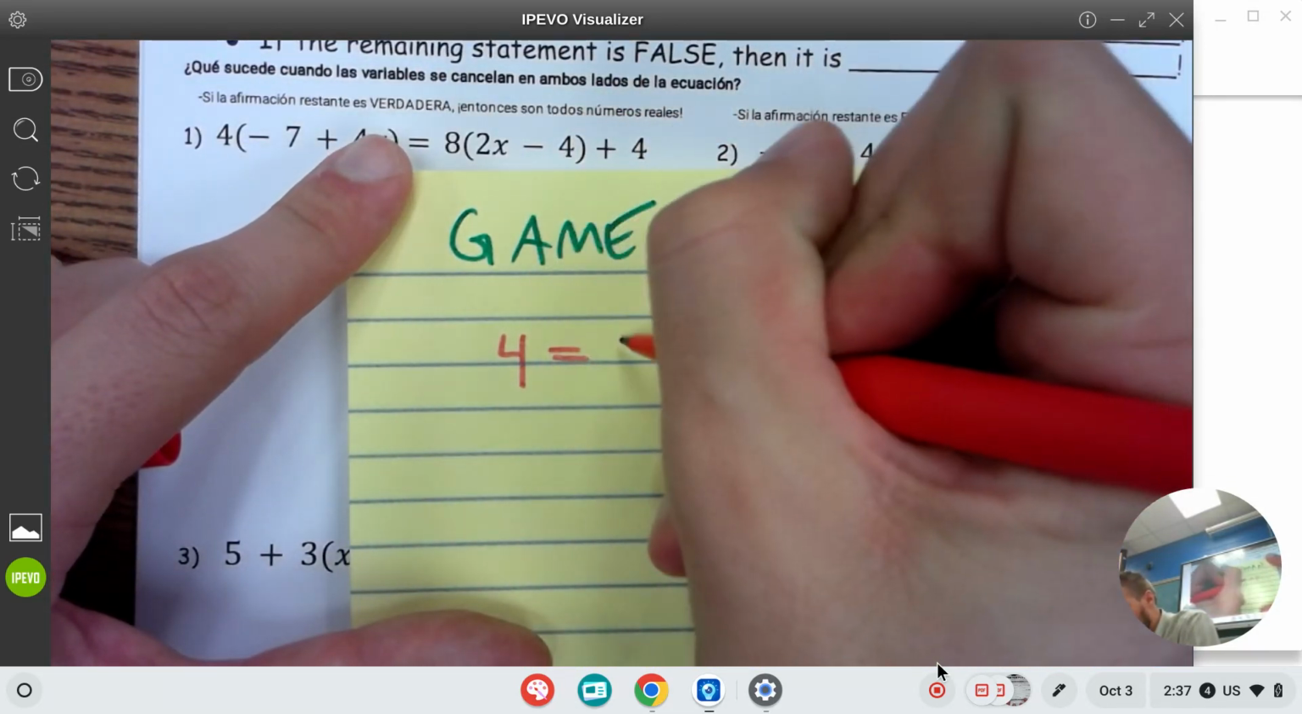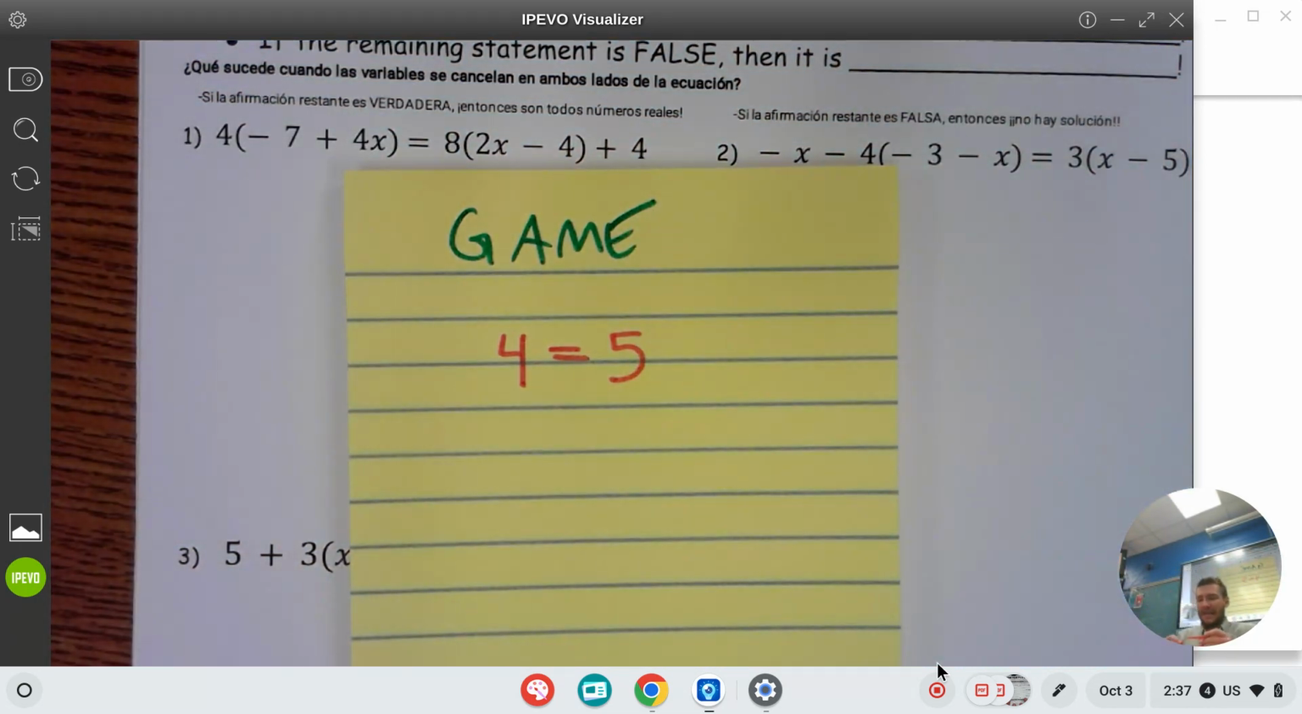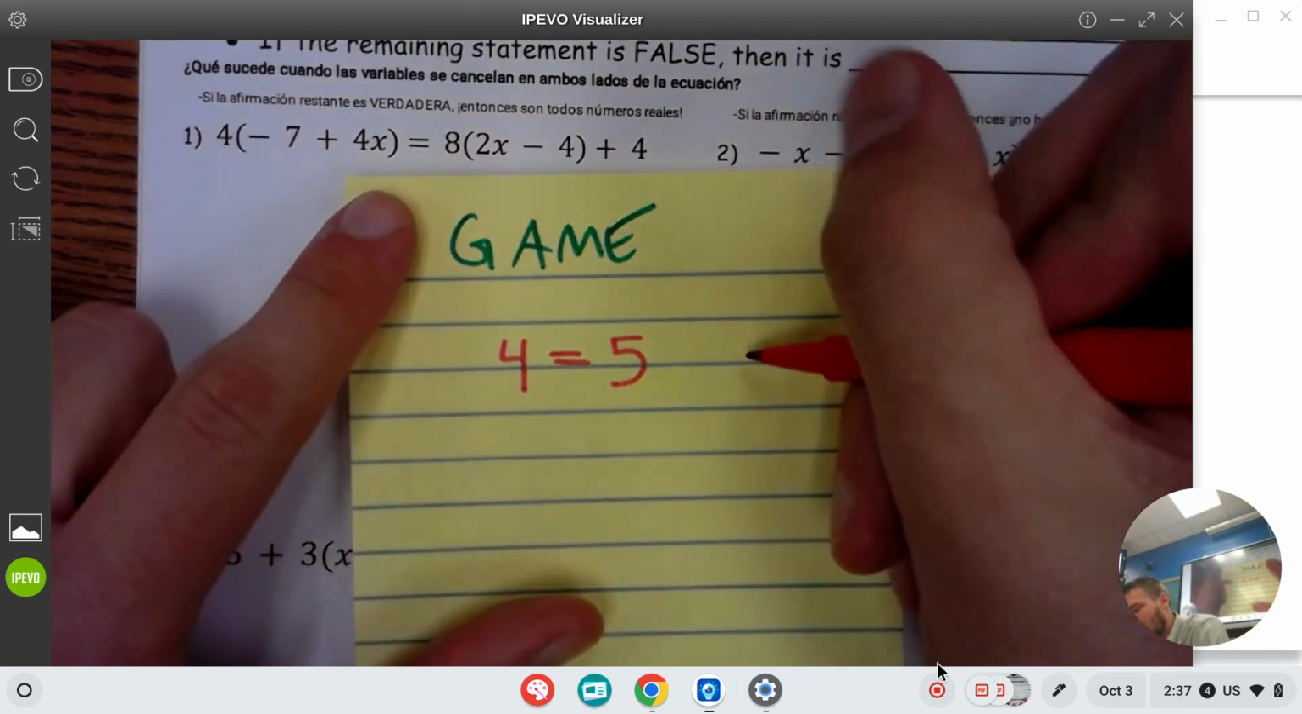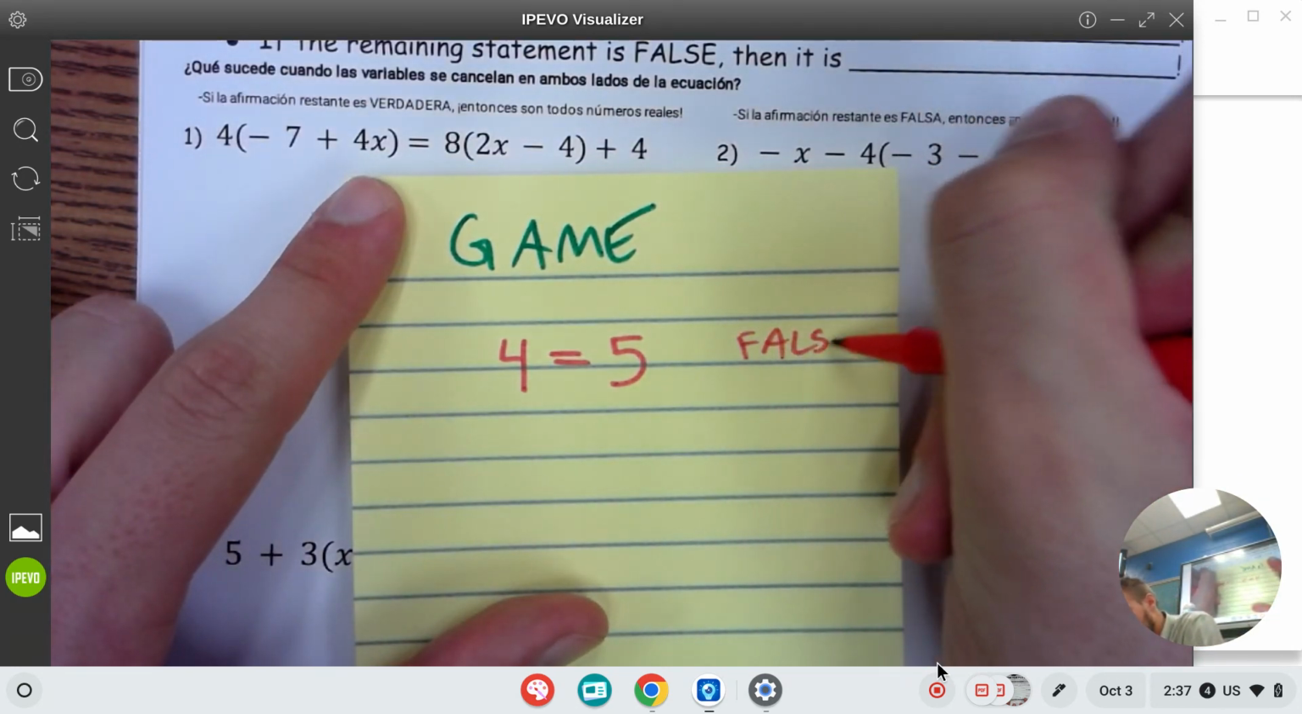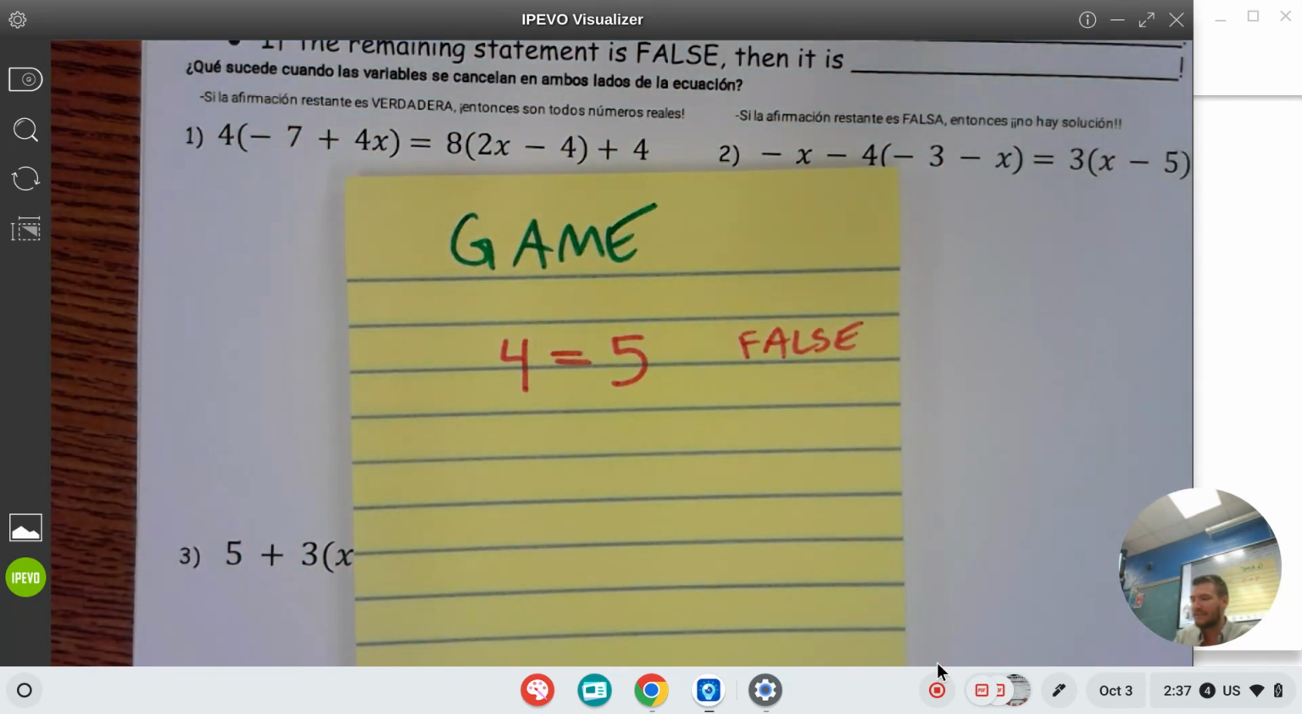We've got 4 equals 5. What do you think? True or false? False. 4 equals 5. Is that true? No. Of course not. 4 equals 5 is false. I think that a first grader could tell you that 4 equals 5 is false.